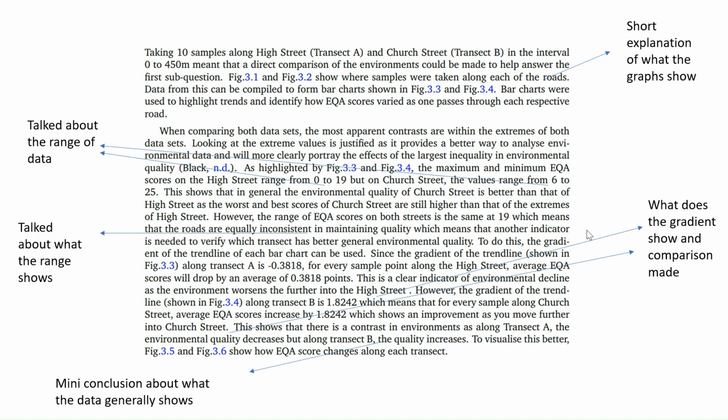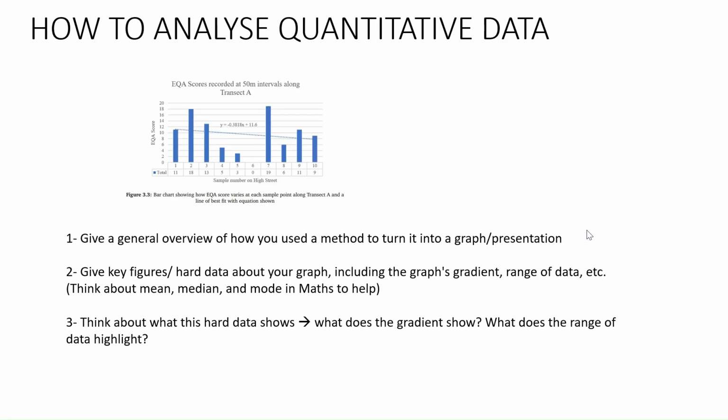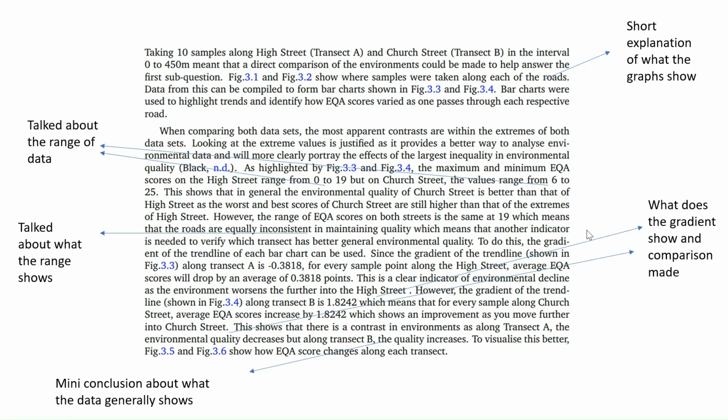Here's my example analysis, but on quantitative data on these two graphs. Step one, as I said before, give a general overview of how you used the method, how you turned it into a graph and why you've done it. So how did I make my graph? I took 10 samples. Just a short explanation of what the graph shows, and I talked about how data from this can be compiled to form bar charts. Very simple, literally a little paragraph here. It doesn't have to be complex. Now, step two, talk about your hard data.